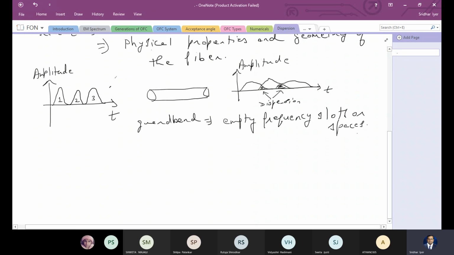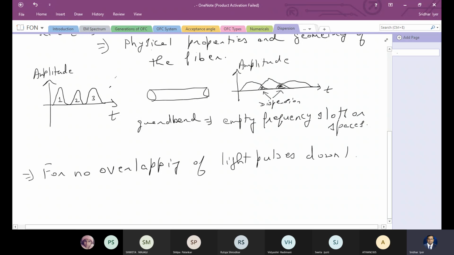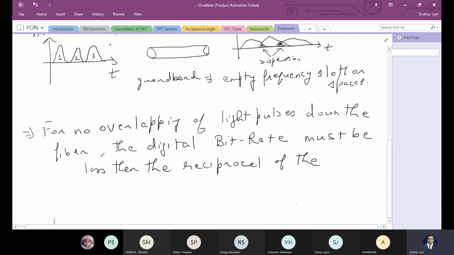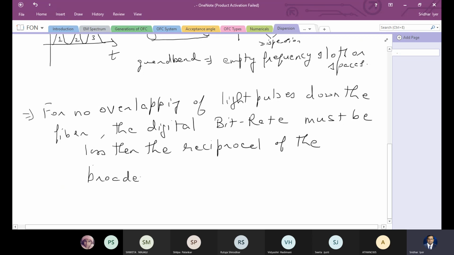So in general, mathematically, and we'll prove this later on in module 3, for no overlapping of light pulses down the fiber, the digital bit rate must be less than the reciprocal of the broadened pulse duration.